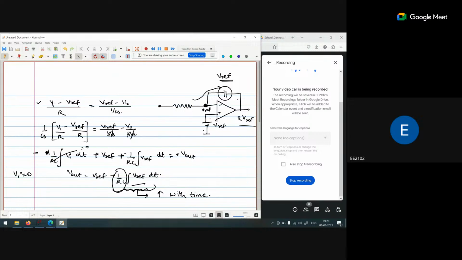Yes, so there are factors. One factor is basically, if you apply the V ref voltage, it is a non-inverting terminal. So due to this, we have a gain factor. This is the first thing. Second thing is that when you apply the DC voltage at the non-inverting terminal, your capacitor is also charged. Now that capacitor also contributes to the output voltage.